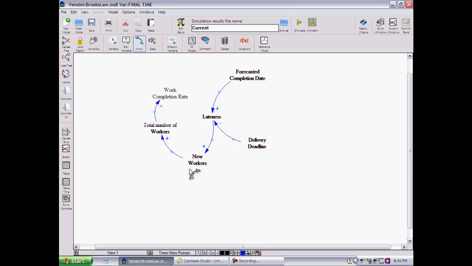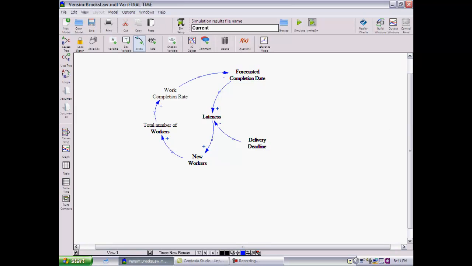Okay. So now when I see this particular structure, it immediately occurs to me that work completion rate will have an impact on the forecasted completion date. If work completion rate goes up, forecasted completion date should go down. The project should be completed sooner. Similarly, if work completion rate were to go down, the forecasted completion date should increase. The project should be delayed. So the changes in the cause and the effect here, they move in opposite direction. So when I draw a causal link from work completion rate to forecasted completion date, that would be a negative link.